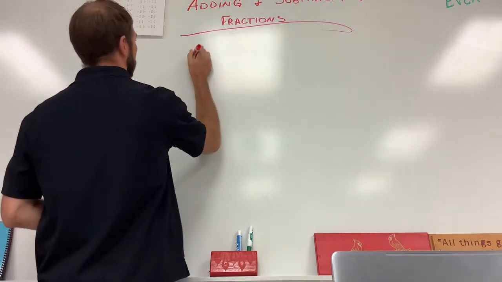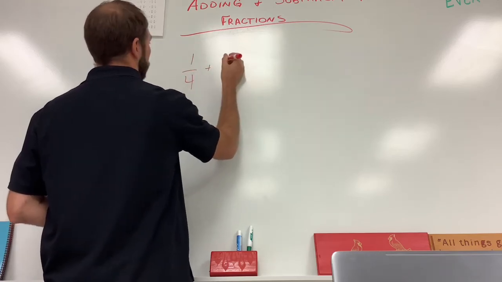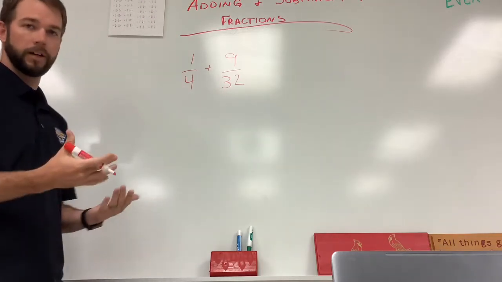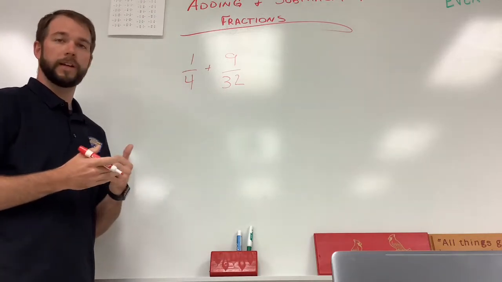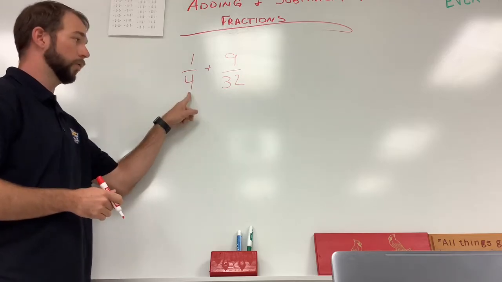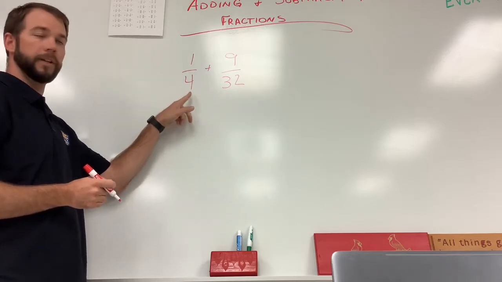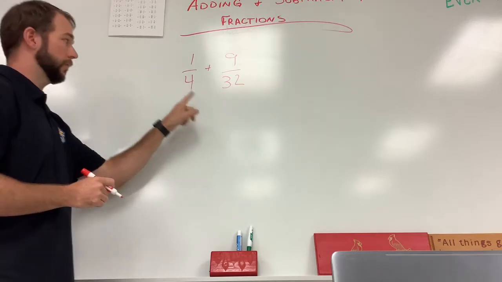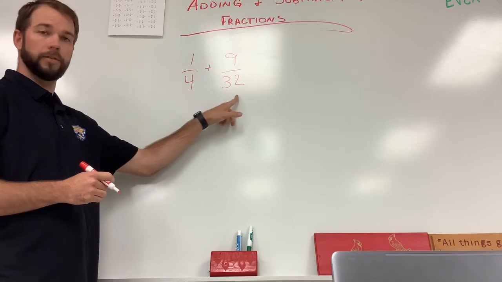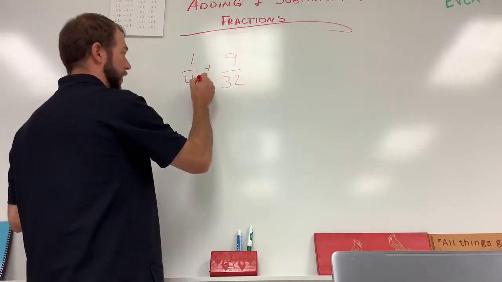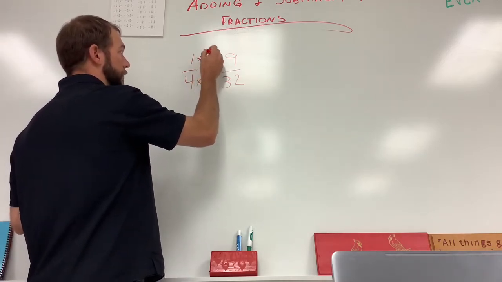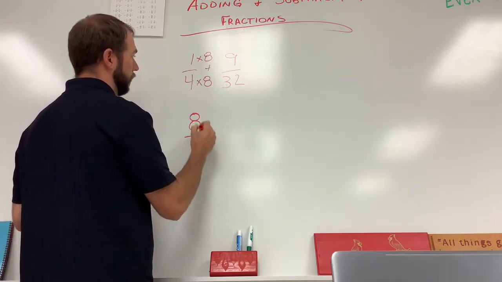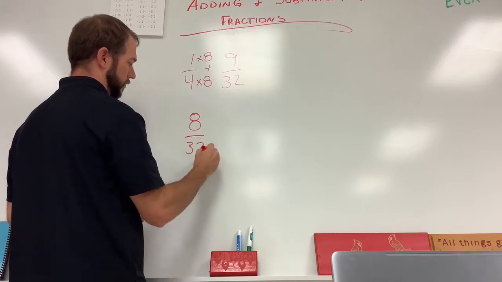Let's take 1/4 plus 9 over 32. All right, so again, our first step is always to find the smaller denominator. So our 4 is our smaller denominator. We're going to see what we need to multiply that 4 by to turn it into the bigger one. So 4 goes into 32 8 times. So we're going to multiply by 8. And we got to do the same thing to the top. So now we're left with 8 times 1 is 8, over 4 times 8 is 32.